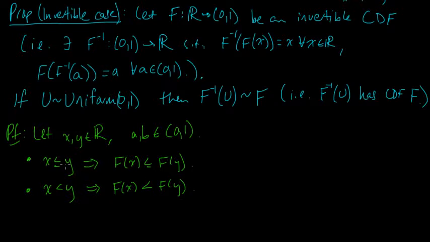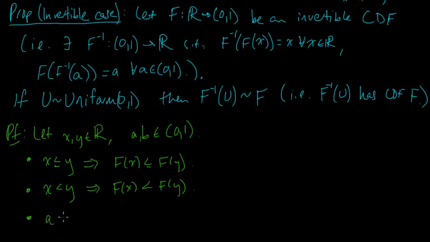And that's because, by this we know that F of x is less or equal to F of y, and F is, by assumption, invertible. So it must be a one-to-one function. It can't take the same value, so x and y are different, so F of x cannot be equal to F of y. And so it must be strictly less than.